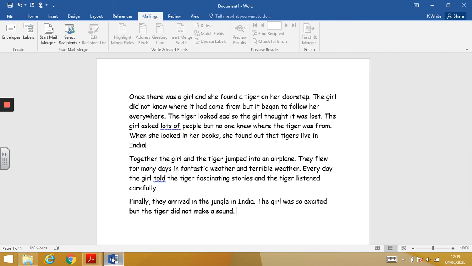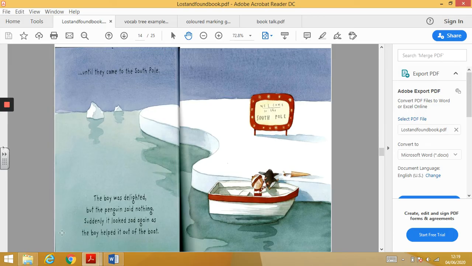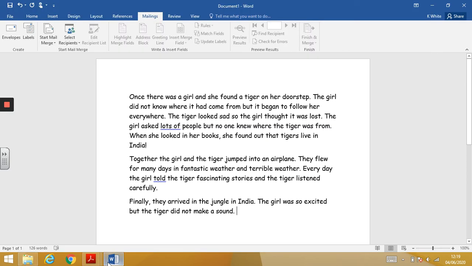So I'm going to go back to that sentence I said I liked. So here it says, suddenly it looked sad again as the boy helped it out of the boat. So I can say here, suddenly it looked sad again as the girl helped it out of the plane. So there is absolutely nothing wrong, children, with magpieing from the sentences and changing them to suit your own story.